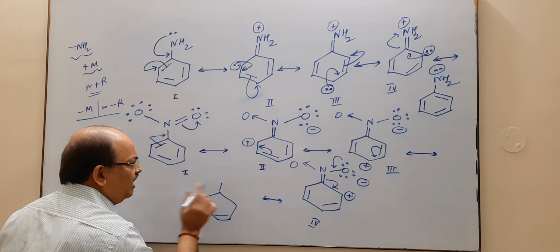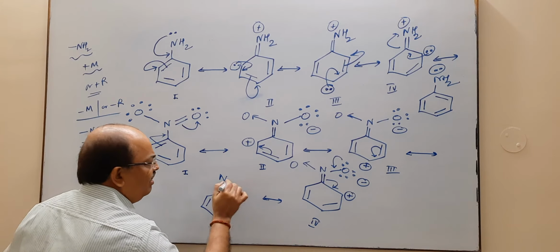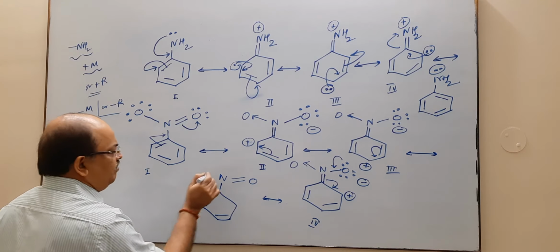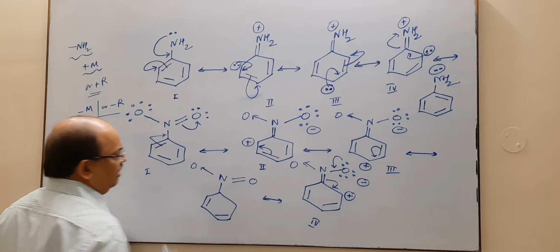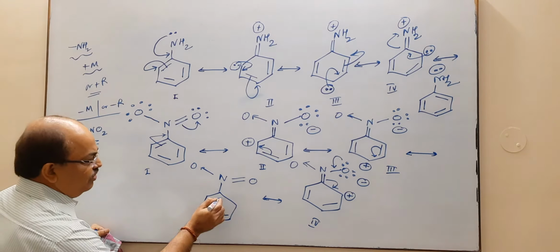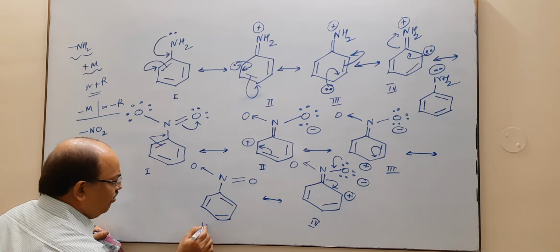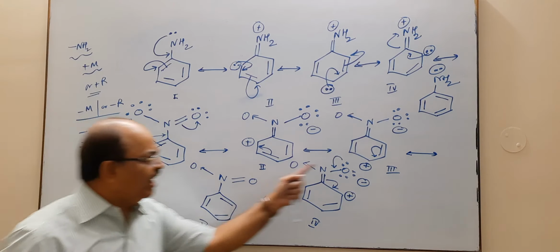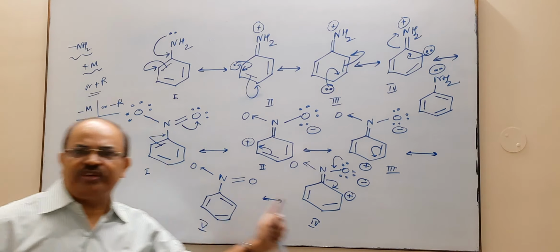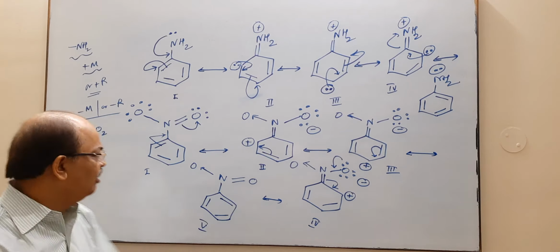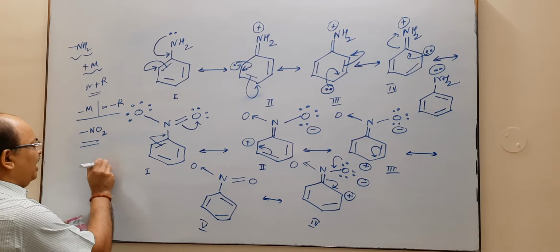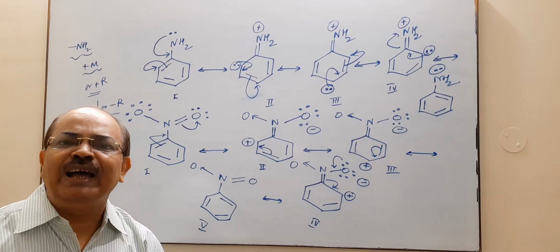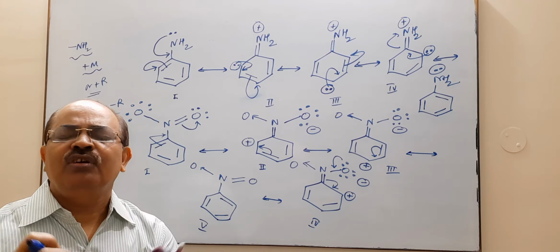Look, this became a single bond, this is nitrogen, this again became a double bond, and this coordinate bond was already there from before, that is the coordinate bond. And this comes to be a double bond. This is your structure number 5. So these are the 5 different resonating structures of nitrobenzene, which show that this NO2 group has minus M or minus R effect or character.